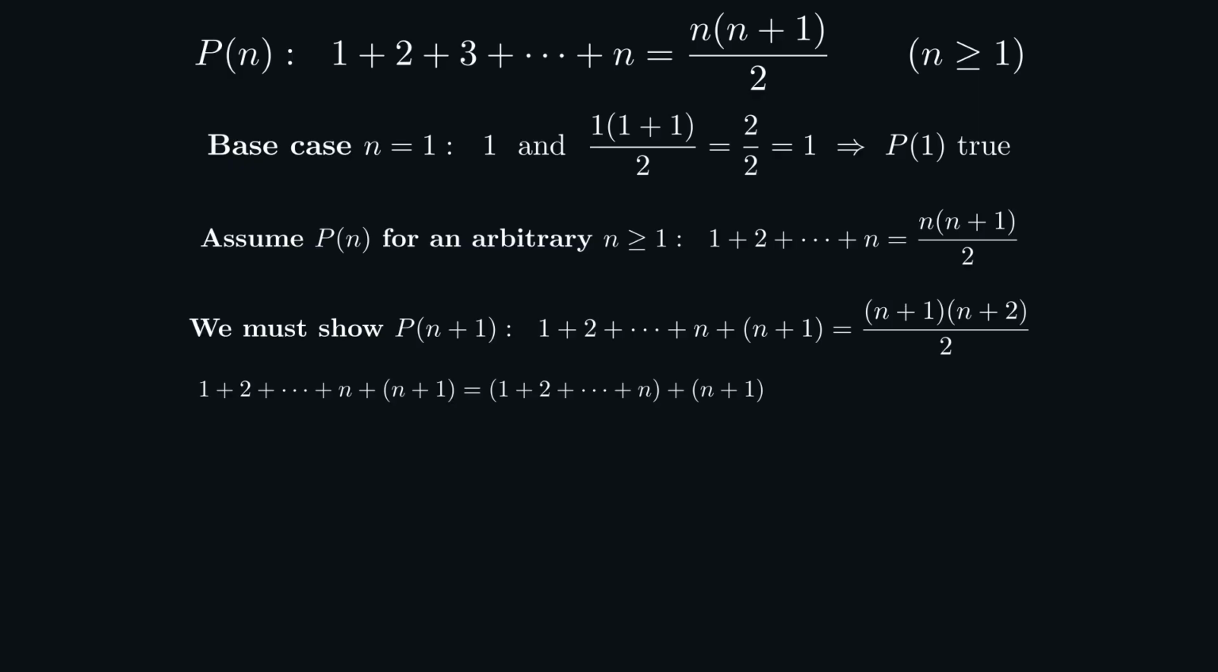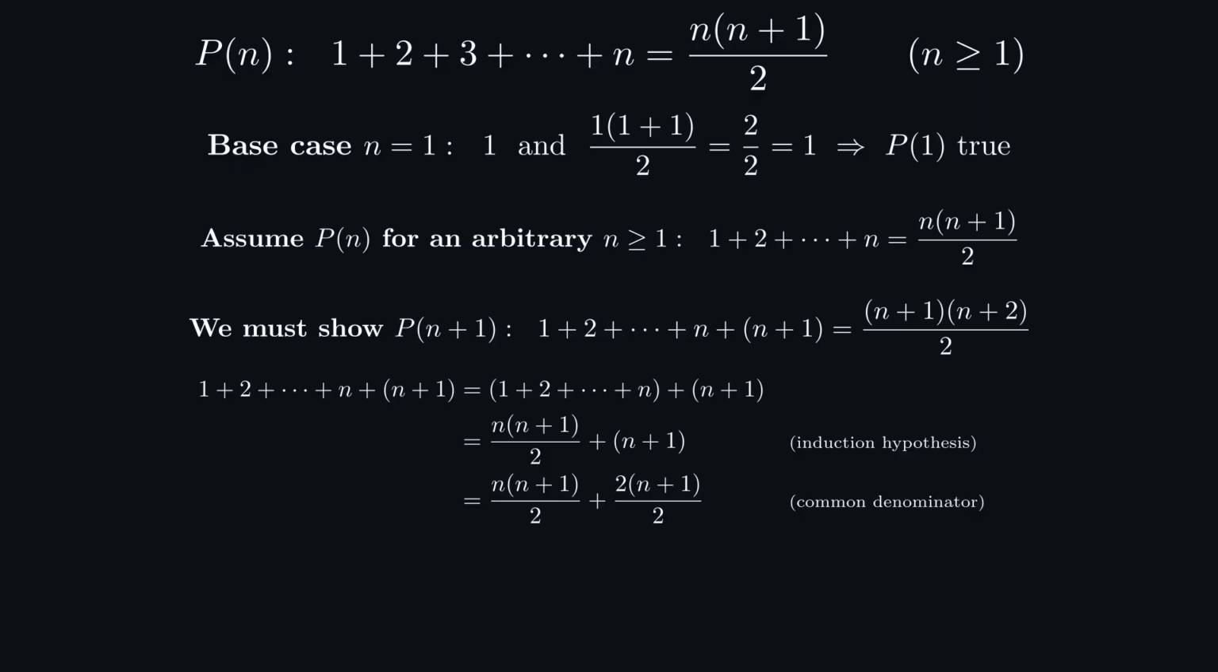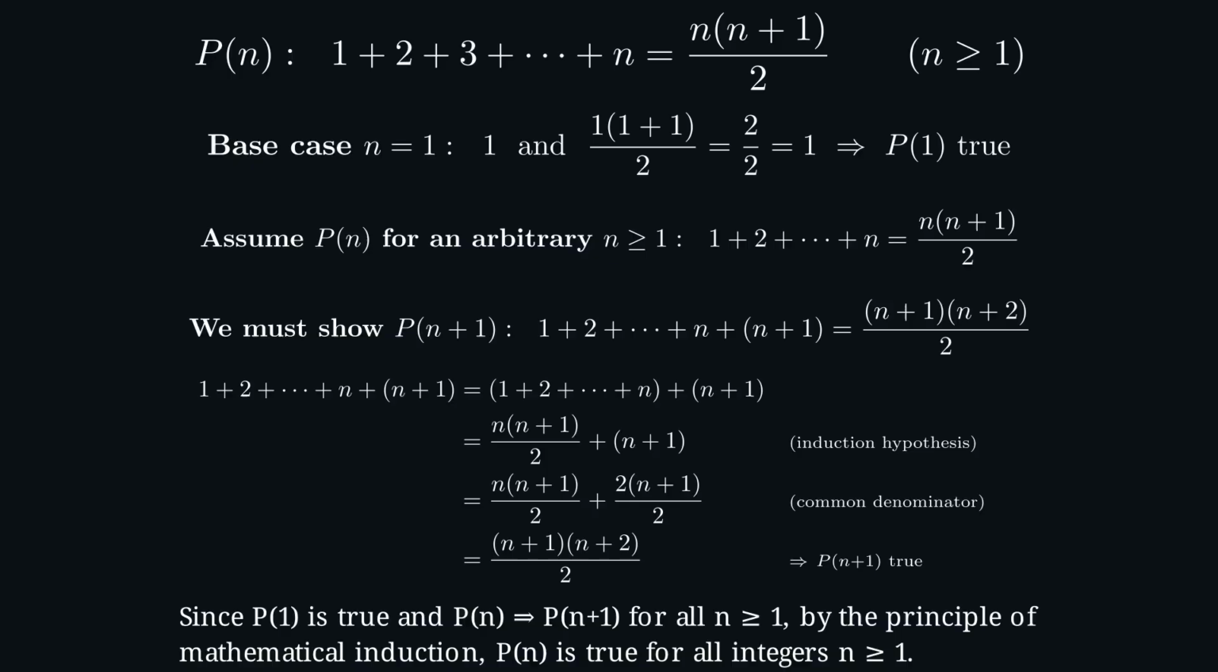Start from the left-hand side of P of n plus 1 and split off the last term. The bracket is exactly the hypothesis. Replace it. Put both terms over the same denominator, 2. Factor n plus 1 out of the numerator. N plus 1 times n plus 2 over 2. That is P of n plus 1. So, P of 1 is true, and P of n forces P of n plus 1 at every rank. By the principle of mathematical induction, the formula holds for every integer n from 1 up.